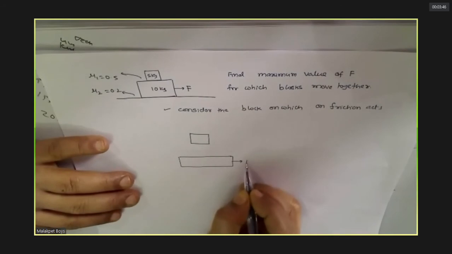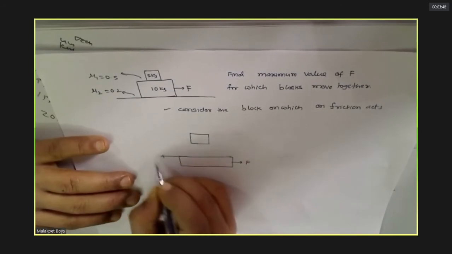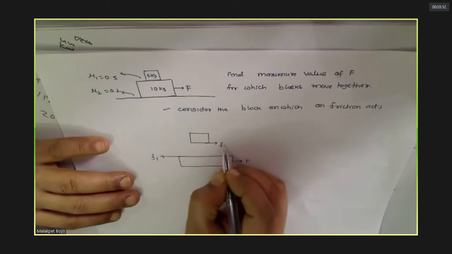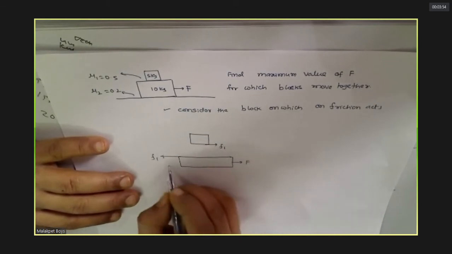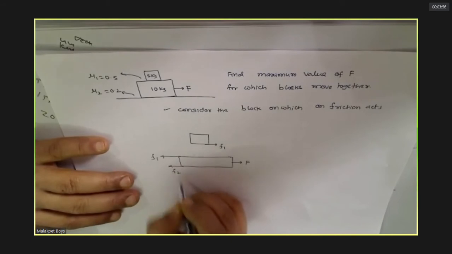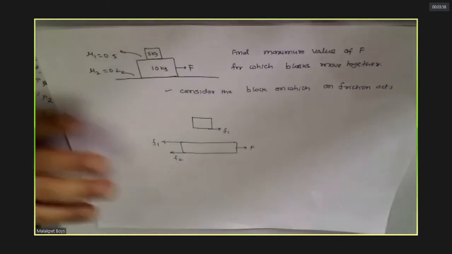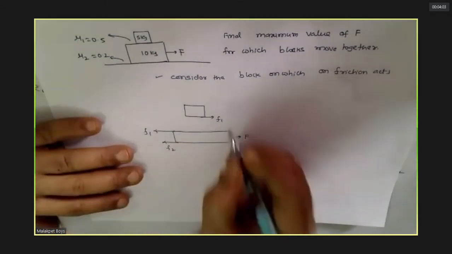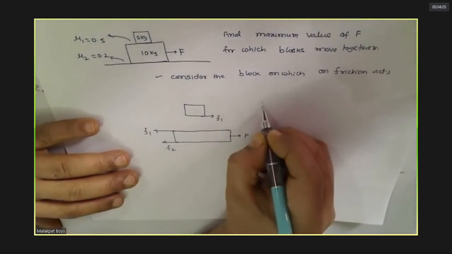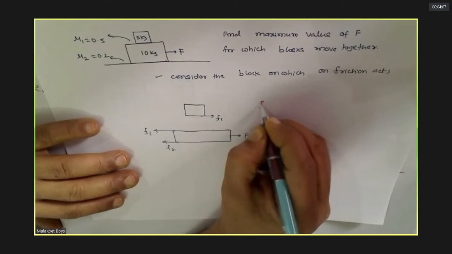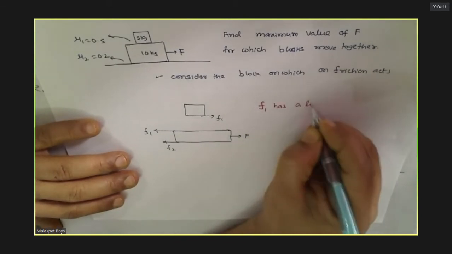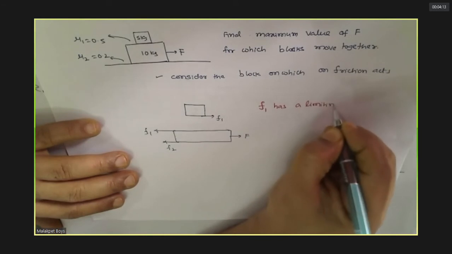Because this is F, this is F1, and this is F2. Do you agree till here? Yes, sir. Now observe carefully what happens. F1 can take a limit, no? That's all, no? More than that it cannot, no? Yes, sir.